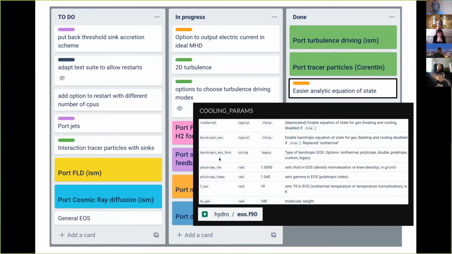And then the last thing is that we added a little bit of an easier way to have an analytic equation of state. So I replaced the isothermal keyword with what it actually does, which is barotropic equation of state. You can still use the old one, it's fully backwards compatible. Now you can easily choose a barotropic equation of state from, for example, isothermal, and set the temperature of your isothermal thing here.